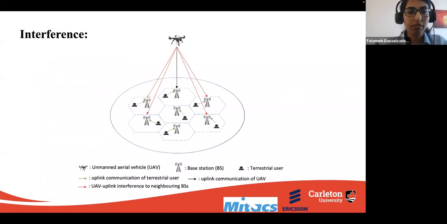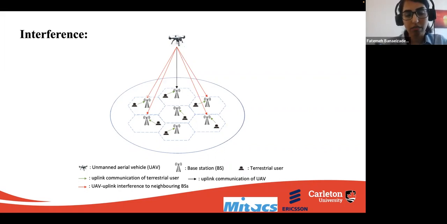As a brief explanation, I would like to talk about what interference is. Generally, interference in cellular communication is defined as when two users send a signal simultaneously to the base station, and their signals interfere with each other. This is called interference. When it comes to the UAV, we can explain it like this.